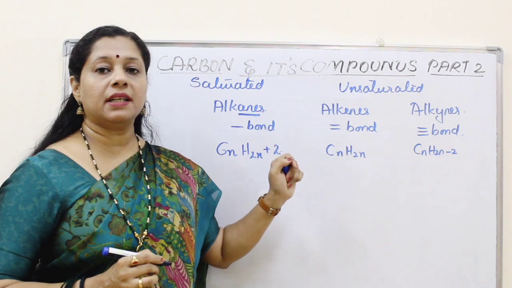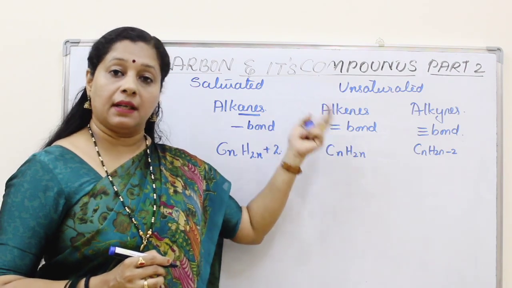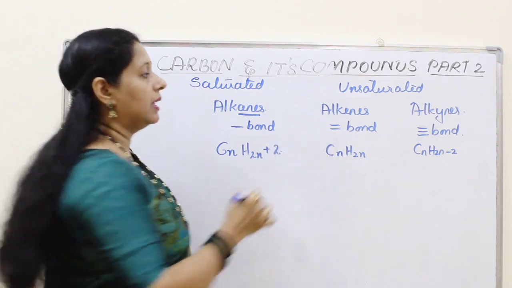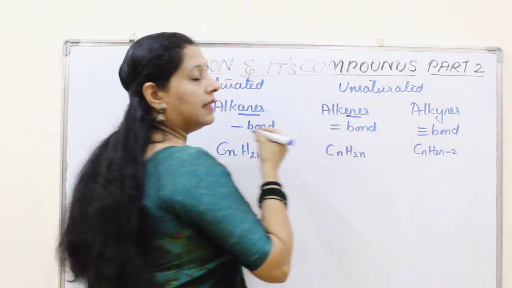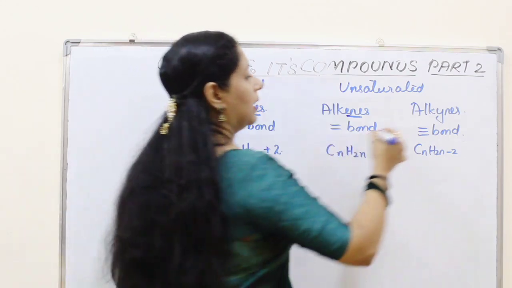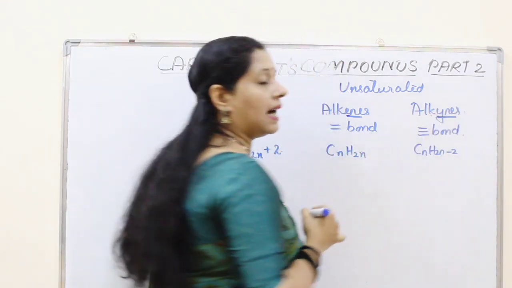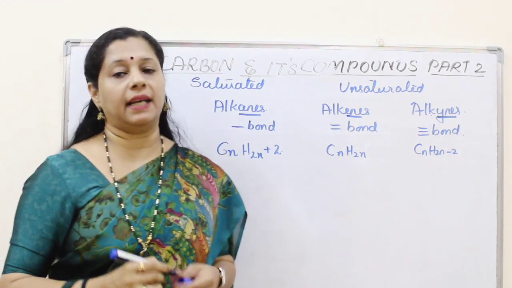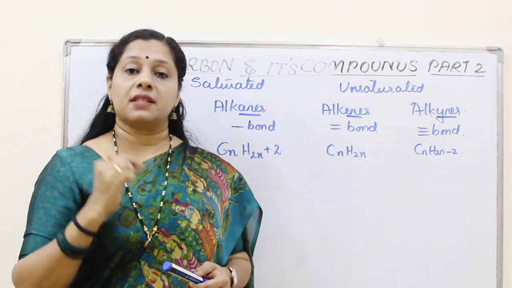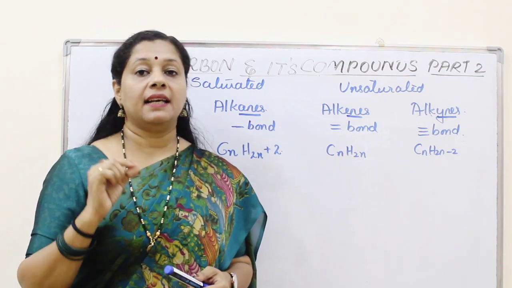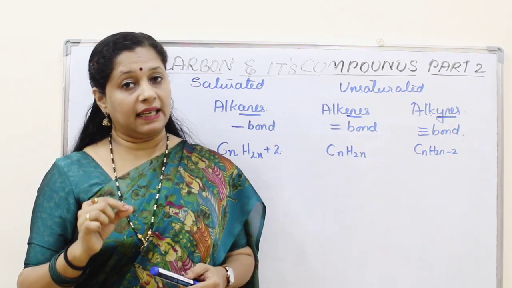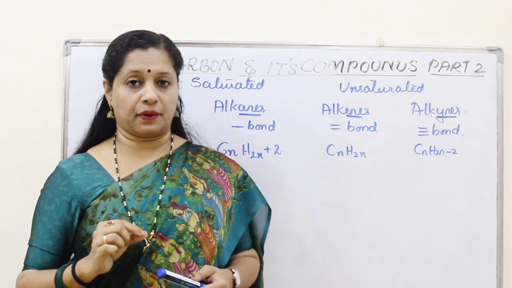Whereas unsaturated are 2 types, as we said, either a double bond or a triple bond. If it has a double bond, then the name ends with "ene", and they are generally called alkenes. And if there is a triple bond, we call it alkynes, where the suffix ends with yne. So in alkanes, ane indicates saturated, ene indicates double bond unsaturated, yne indicates triple bond unsaturated.